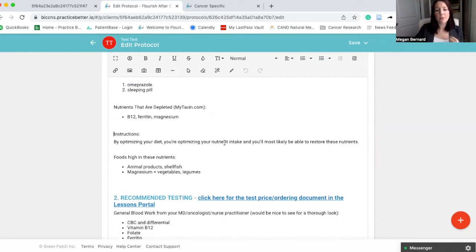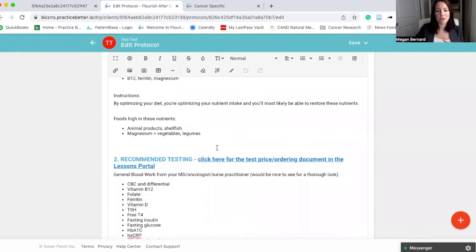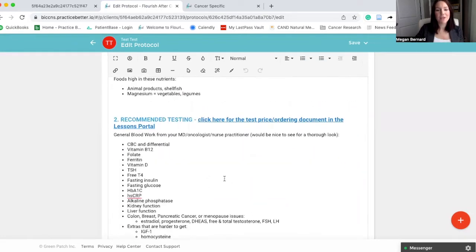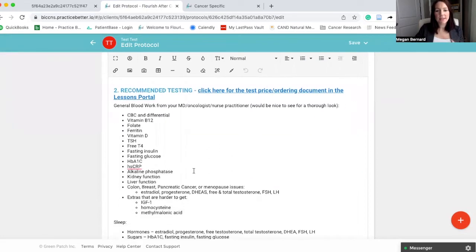But we definitely will make sure that you're having that conversation with the prescribing physician, because they're a very important part of that conversation. This is also recommended testing. Not everyone gets a whole list of things. This is just a template for you to see.